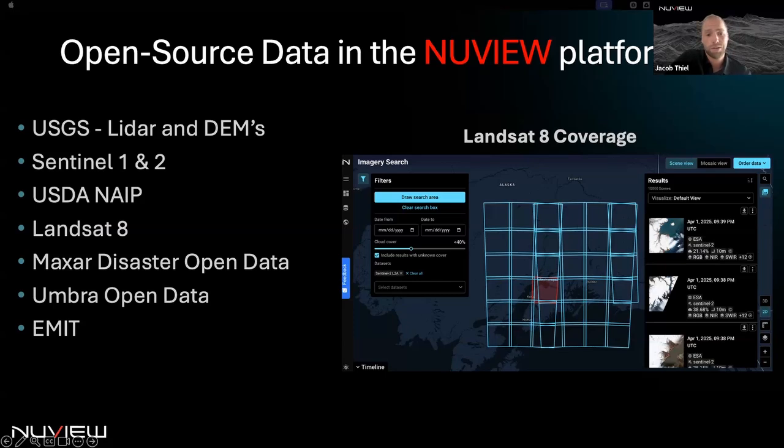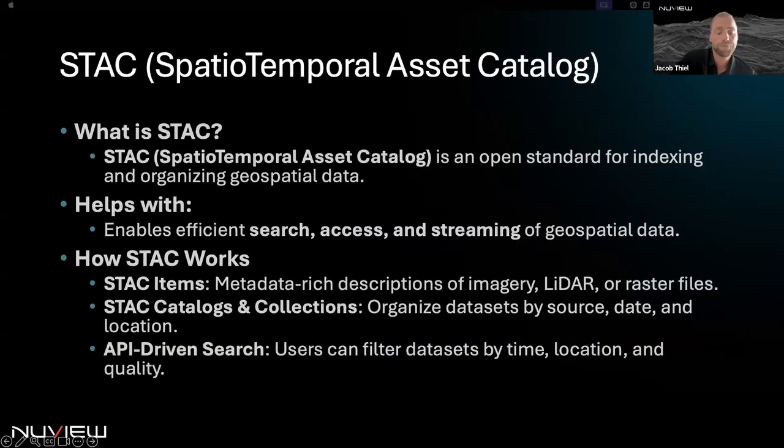Yep, that's about it on the open source. Jumping into actually how we index these is something called STAC. So that is Spatio-Temporal Asset Catalog. That is an open standard for indexing and organizing all of the geospatial data sets that we do behind the scenes. It really helps with the search and access and streaming of those geospatial data sets.